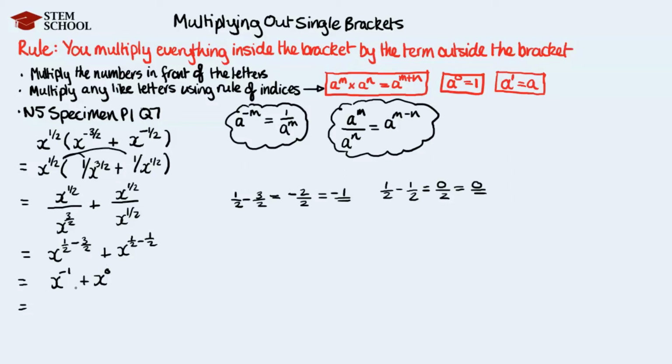So x to the power of negative 1. Now it's better to express it where we have a positive power. So using this rule of negative powers, this would be a reciprocal, 1 over x to the power of 1, but you don't need to write the 1, okay? Now let's deal with this one. We've got x to the power of 0, and this is where this rule comes into it. So anything to the power of 0 is simply 1, okay?